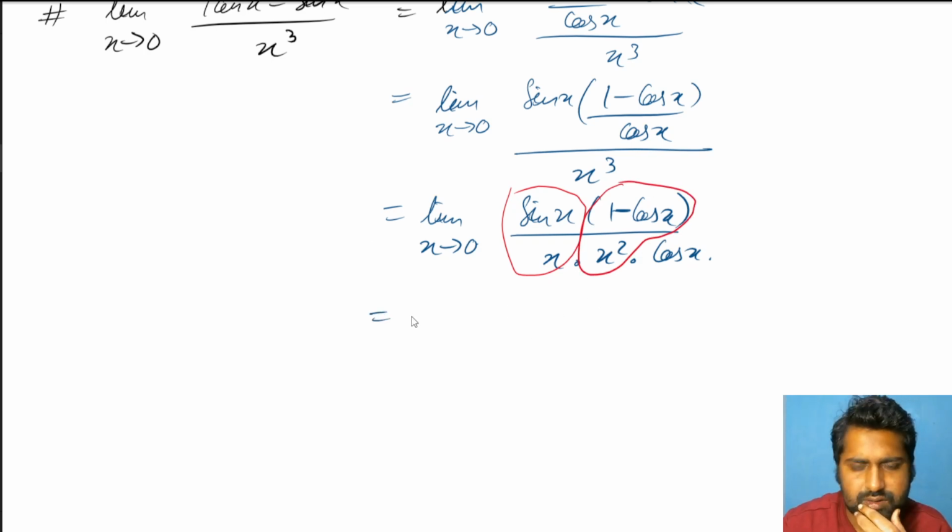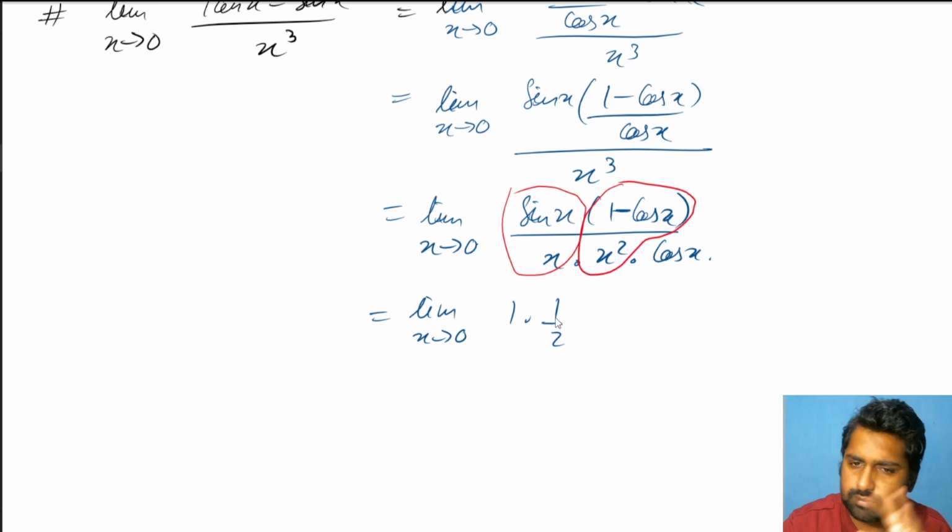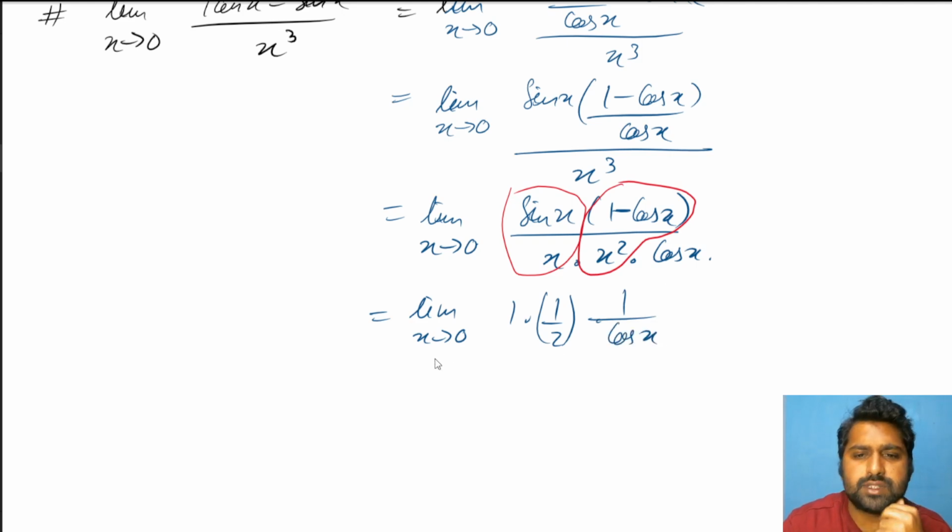Okay, so limit x tends to 0. So this will be, let's write it down still, limit x tends to 0, sin x by x is 1, 1 minus cos x by x square. You can solve it again, but I already know this is 1 by 2. Okay, learn it. 1 minus cos x by x square is 1 by 2. You learned it. And cos x, and see, everything pretty much here is solved.